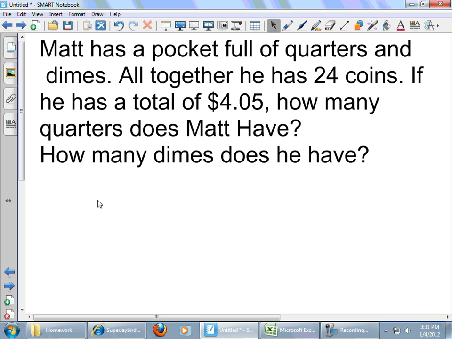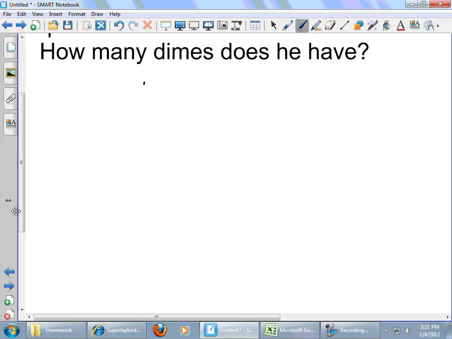First thing I'm going to do is I'm going to make a table. Okay, and I'm going to have, oh, don't use the black marker, Mr. Lawrence. Okay, my table is going to look like this.